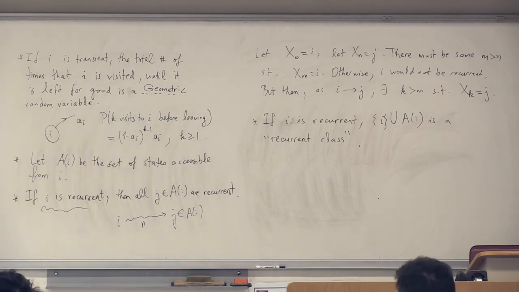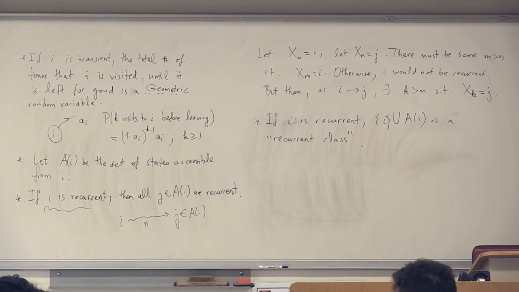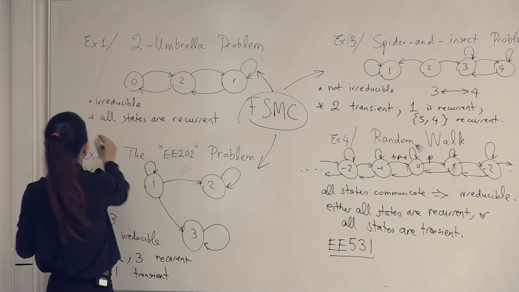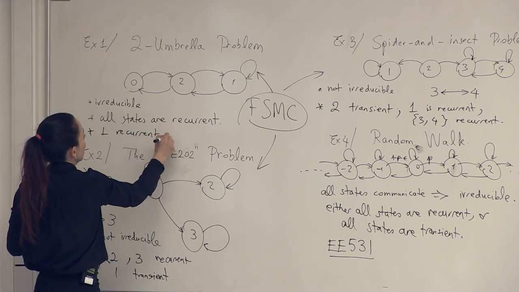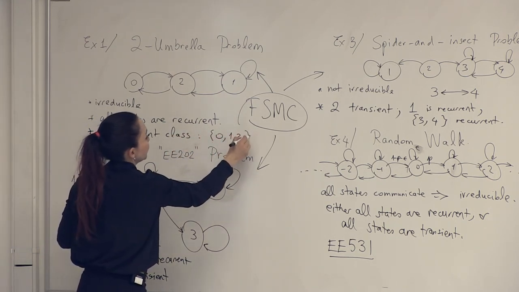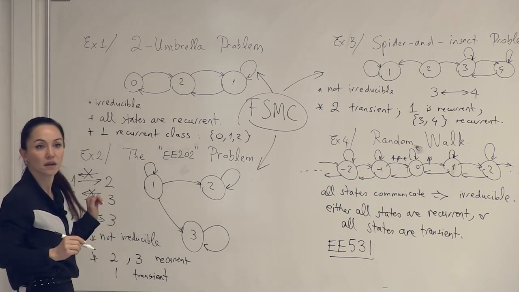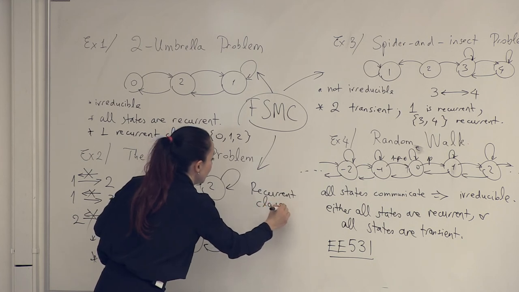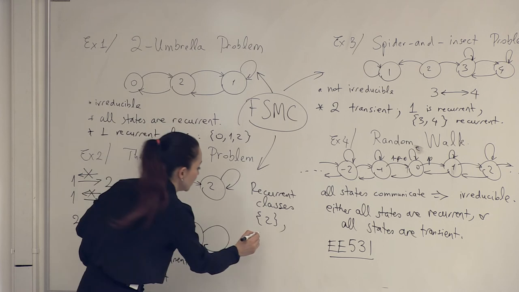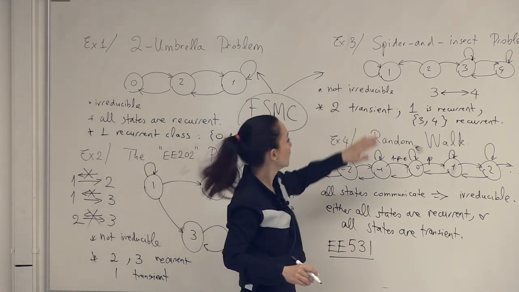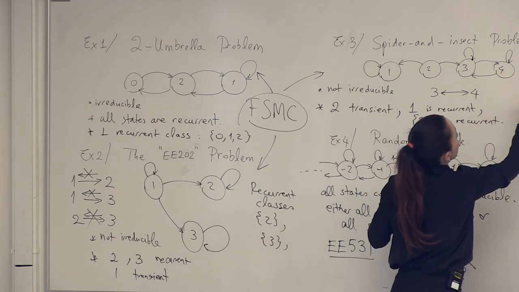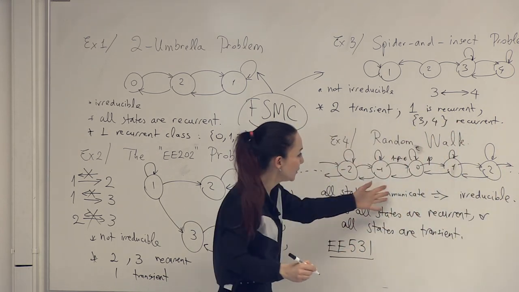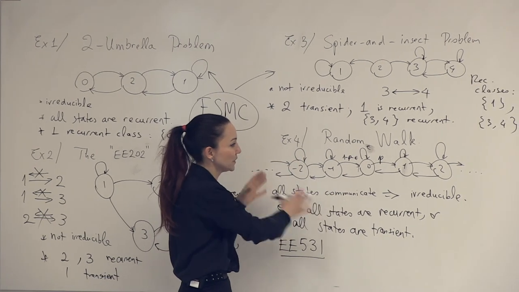So here, let's look at the recurrent classes. Let's find the recurrent classes. Two umbrella problem. Do you see a recurrent class? Yes, they all form a recurrent class. So, one recurrent class, and that is the class 0, 1, 2. How about this case? Two different recurrent classes. So, recurrent classes are 2 by itself, 3 by itself. How about this one? Right. So the recurrent classes are 1 by itself and 3 and 4 together. Here, we don't know. If the random walk is recurrent, then everything is one recurrent class.